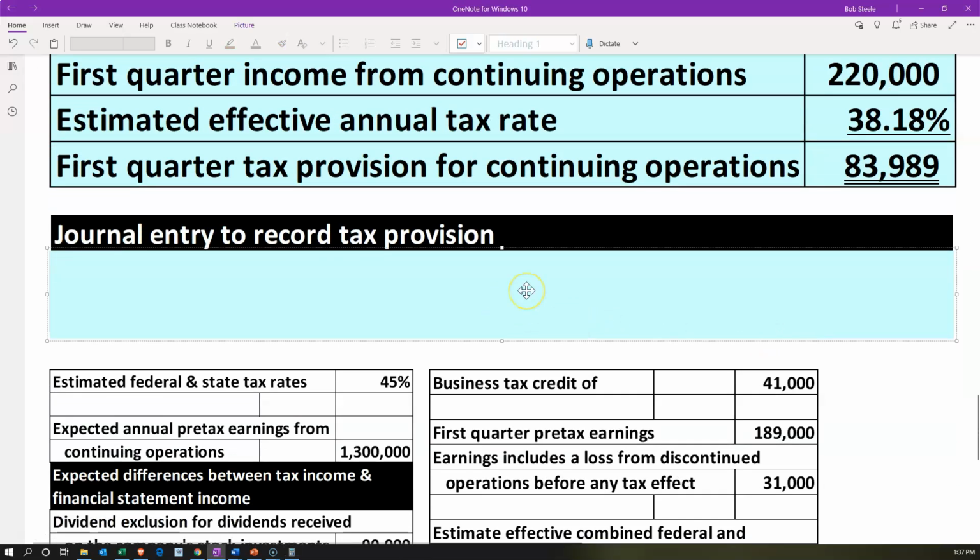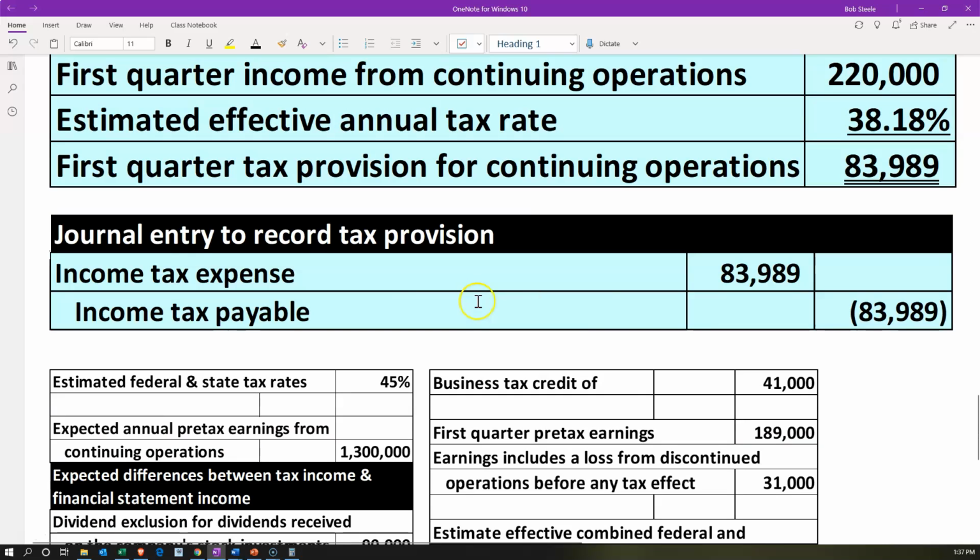Okay, and then the journal entry, if we were going to record the journal entry, would be a debit to income tax expense. In the first quarter, we'd have the adjusting entry for the income tax calculation and a credit to the income tax payable at that point in time.